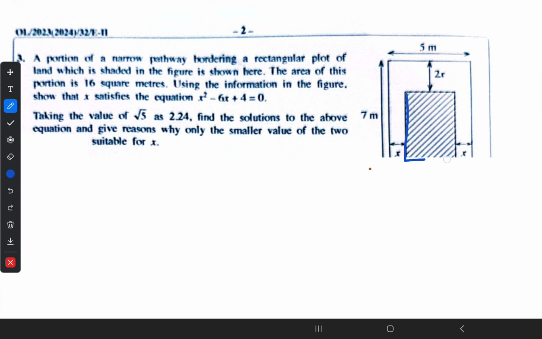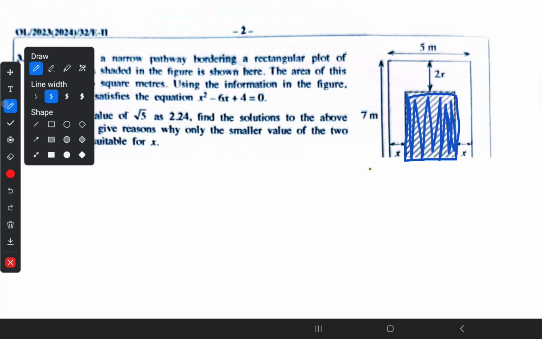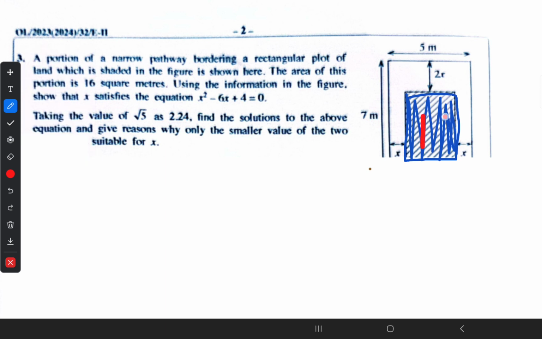What is the given quantity? The area of the shaded region, which is given as 16 square meters. So by using that only we have to show the equation. We know the total rectangle area, and from the total rectangle area we have to find an equation for this.